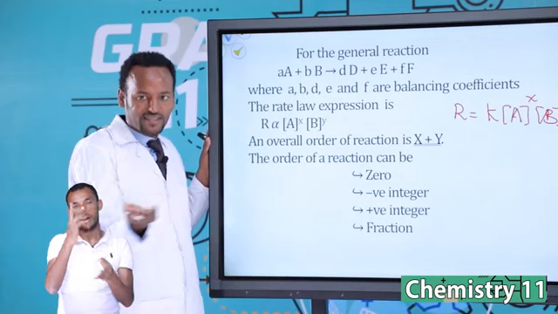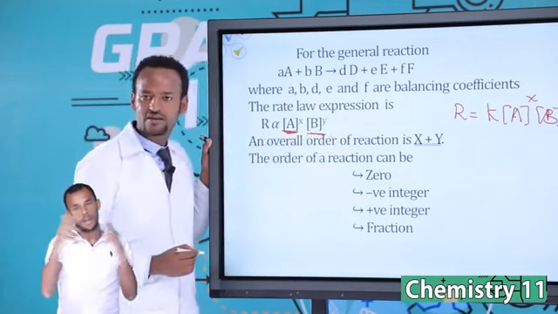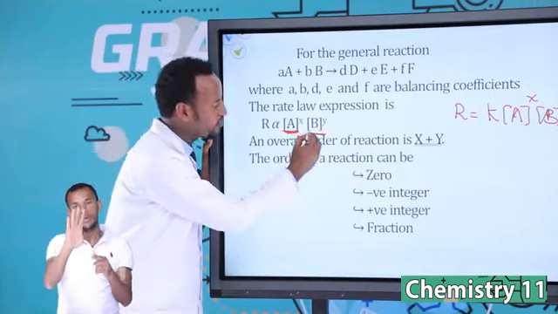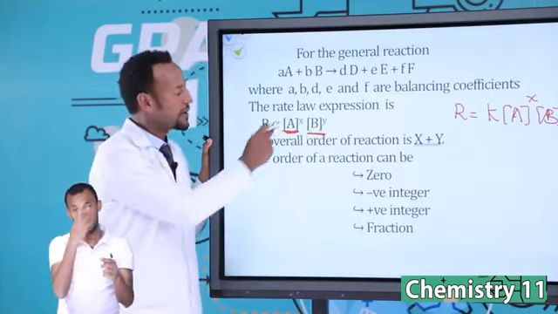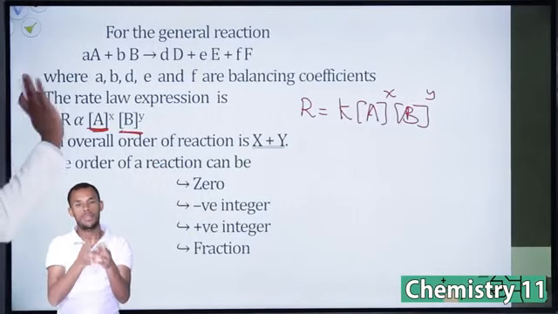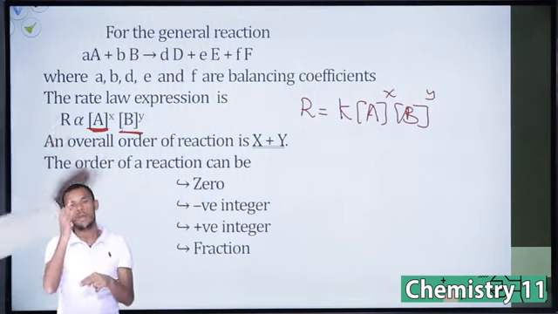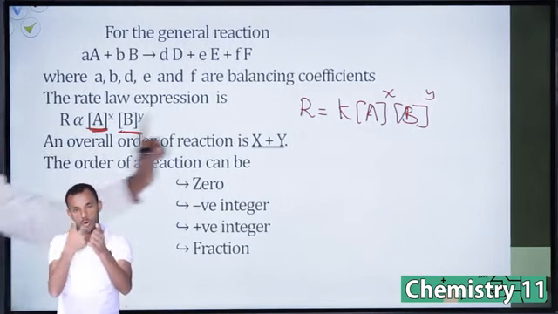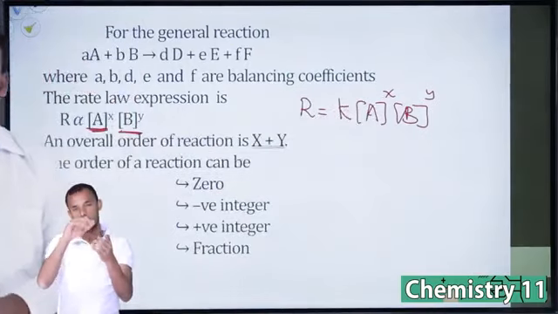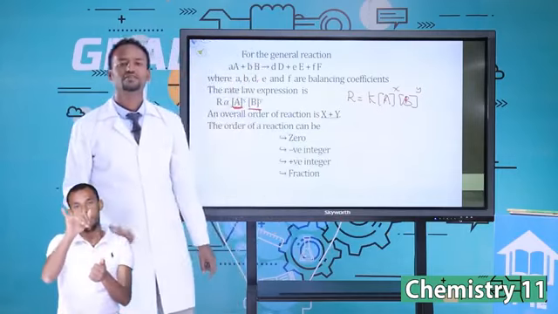Rate is directly proportional to [A] and [B]. Why capital A and capital B? Because they indicate the concentrations of the reactants. Rate does not depend on D, E, and F. Now the order of reaction: the order of A is how much? X. The order of A is X. The order of B is Y.